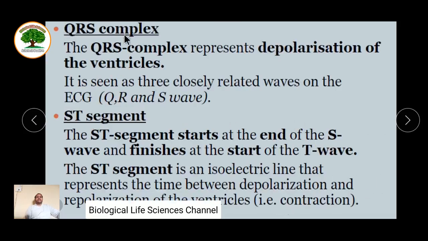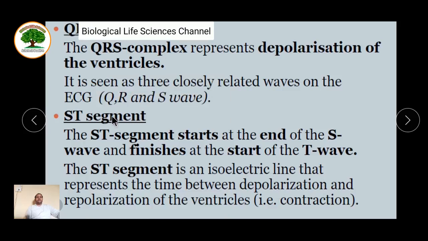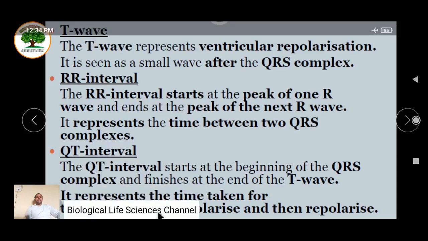Then after that there is the QRS complex. This whole QRS complex represents the depolarization of the ventricle. It can be seen as three closely related waves on the ECG, that is the QRS waves. And then the ST segment starts at the end of the S wave and finishes at the start of the T wave. The ST segment is an isoelectric line that represents the time between depolarization and repolarization of the ventricle, that is contraction. Okay, and then comes the T wave.